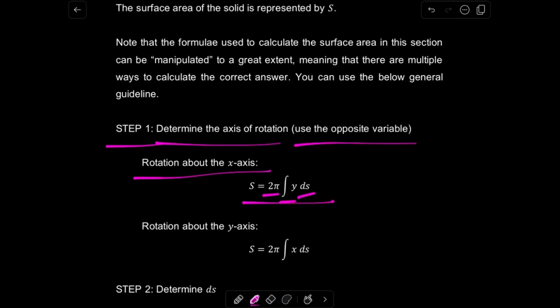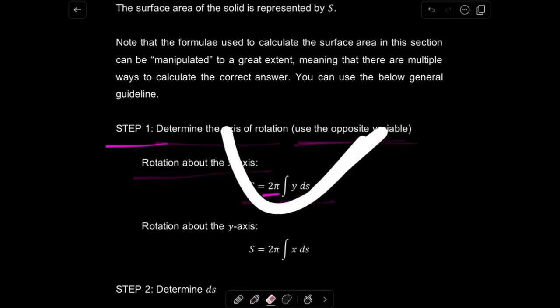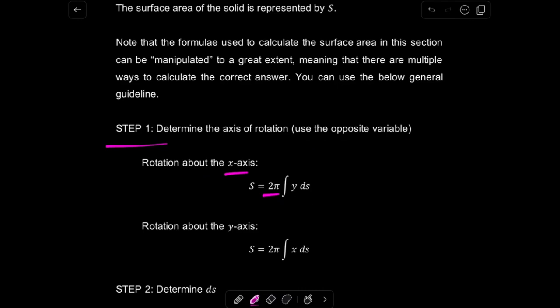Two things to note here. First thing is, what's this thing about opposite variable? When you're rotating about the x-axis, you have the variable y. When you're rotating about the y-axis, you have the variable x. So that's what I mean by opposite variable. There's always going to be a 2 pi in front.